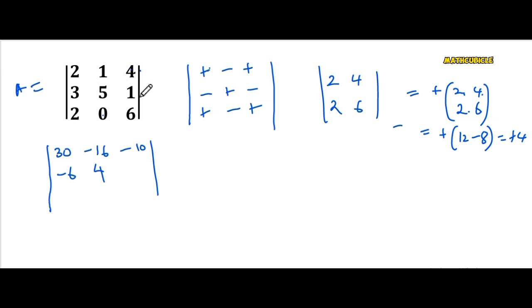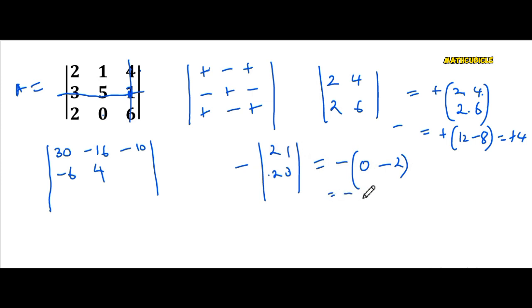Now let's get the minor of 1. So we'll rule this like this. Rule it vertically. We are left with 2, 2, 1, 2, 0. The sign on it is minus. So this becomes minus. 2 times 0 is 0. Minus 2 times 1 is 2. That's minus. 0 minus 2 is minus 2. That's 2. So you'll write 2.